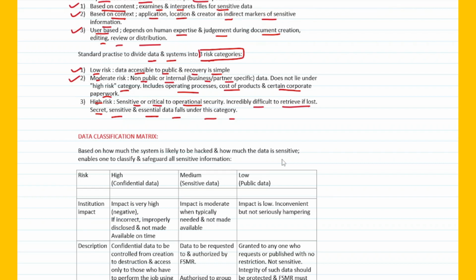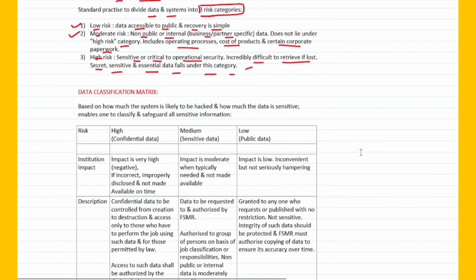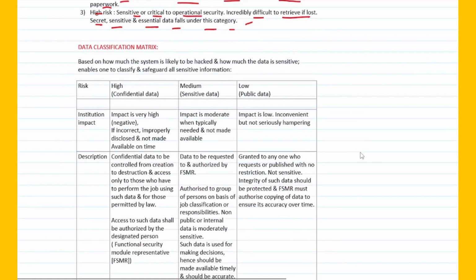Finally, we talk about the high risk. High risk is something which is very sensitive or critical to operational security. It is incredibly difficult to retrieve if lost. Secret, sensitive, and essential data falls under this category. So these are the different categories of risk. Okay. Now we need to read about data classification matrix.